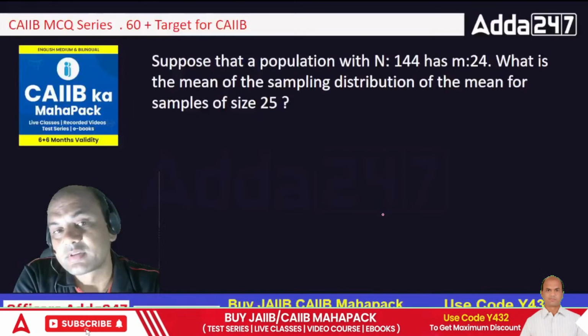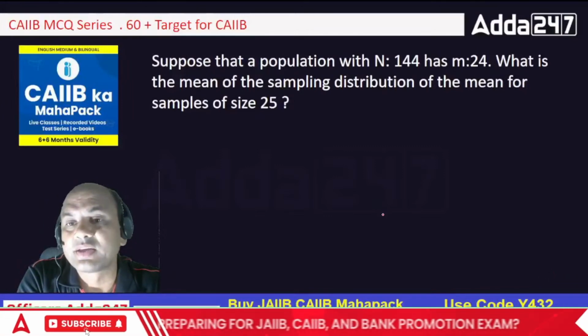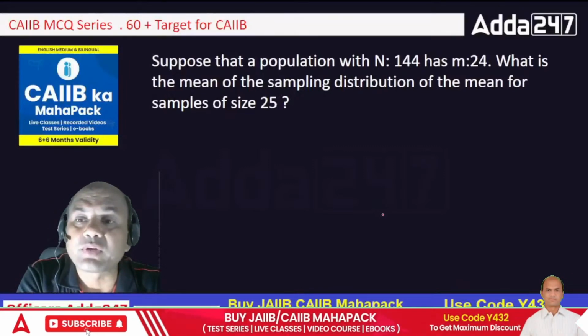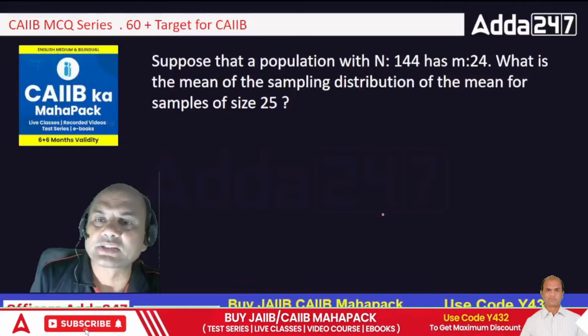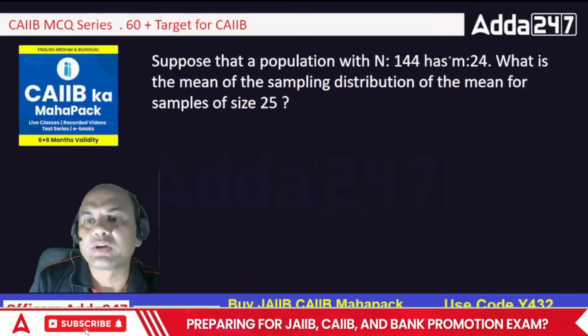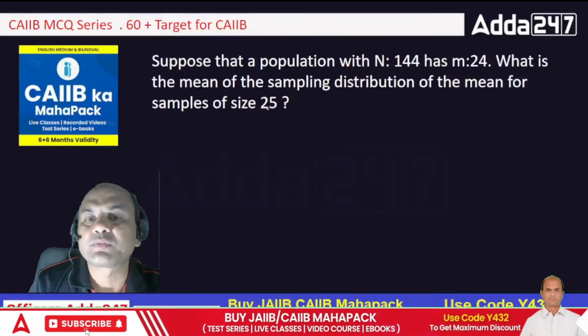This is the tougher one. Suppose the population, with N meaning the population, is 144. It has a mean of 24. This M means 24, the population mean. What is the mean of the sampling distribution for the mean of sample size 25?